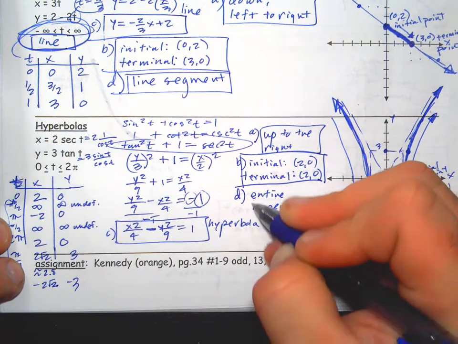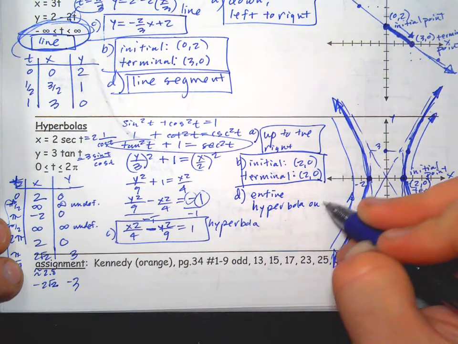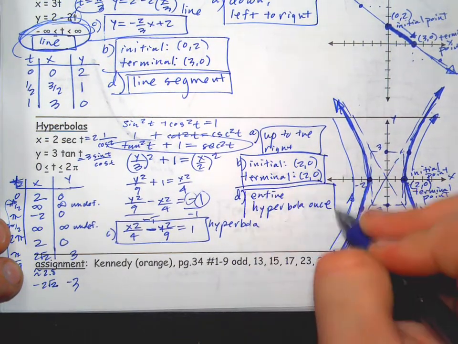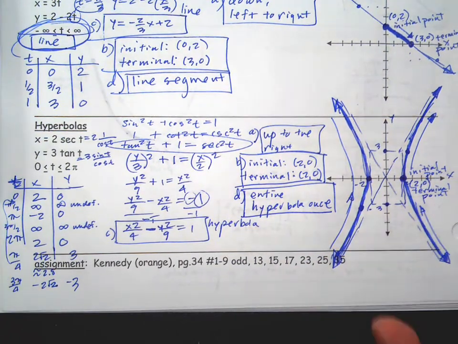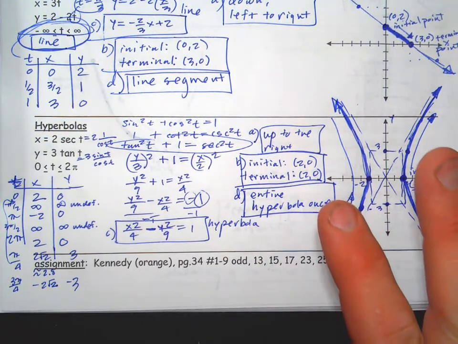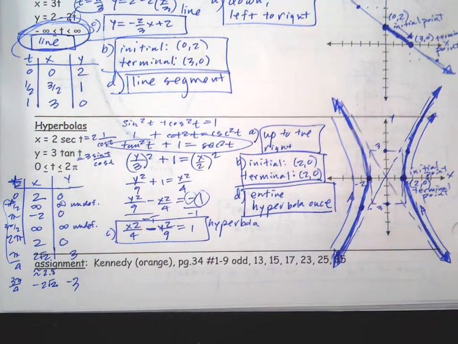But this is all the stuff I want to see. This is all the work I want to see. This is the way I want the answers written. This is the way I want the graph written and labeled. This is what I'm looking for on tonight's homework. And then, of course, eventually your test.